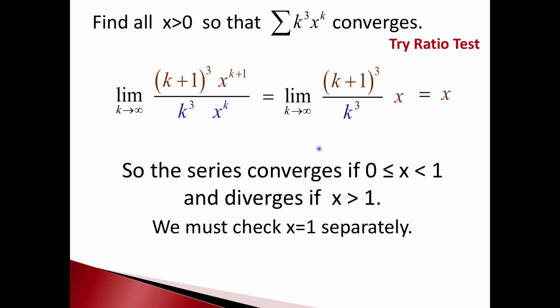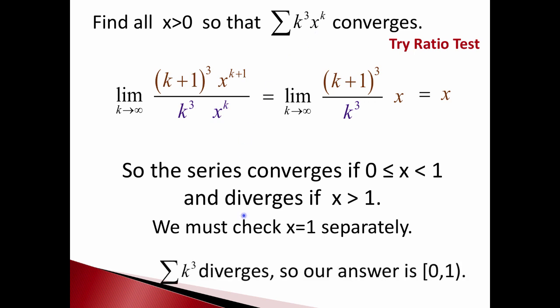If x is 1, my series just becomes k cubed times 1 to the k, and 1 to the k is just 1. So I just have a series of k cubed. That diverges, of course, as a p-series with p equal to -3, or another way to say that is the sequence goes off to infinity, so the divergence test tells us it diverges. Lots of ways to get that this diverges. So here's my answer: it'll converge when x is between 0 and 1.